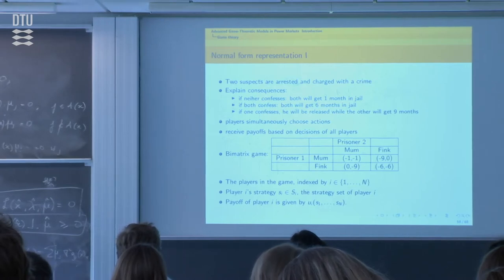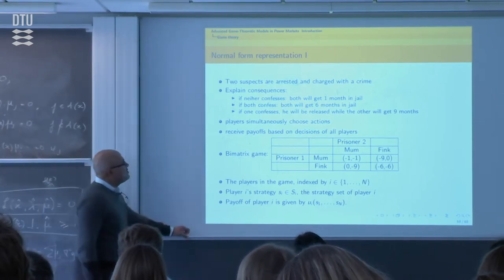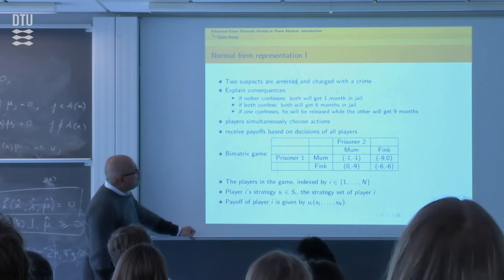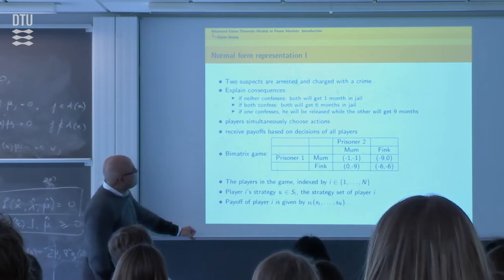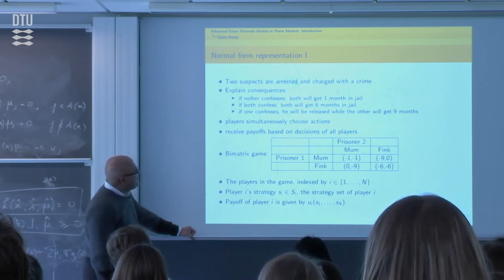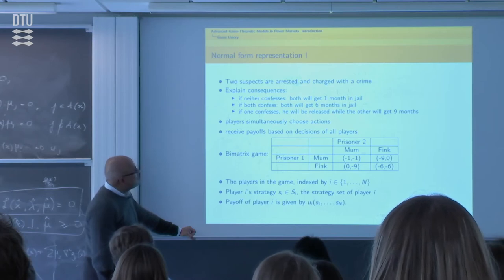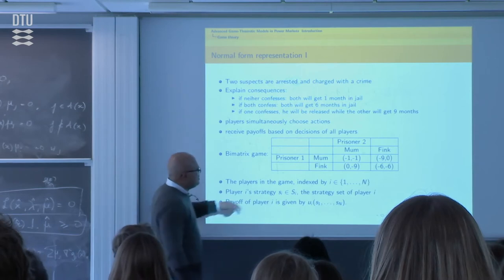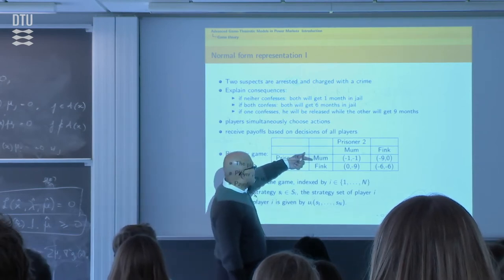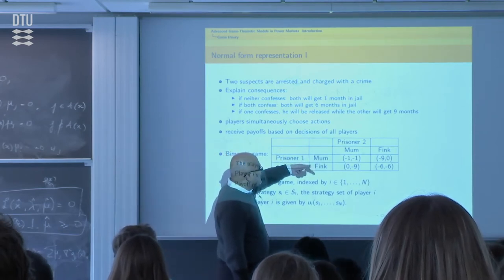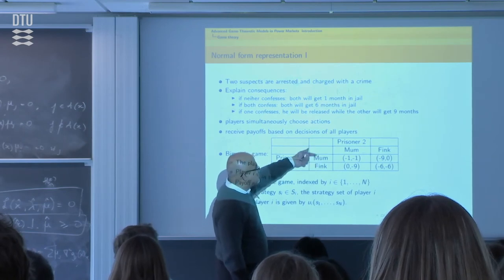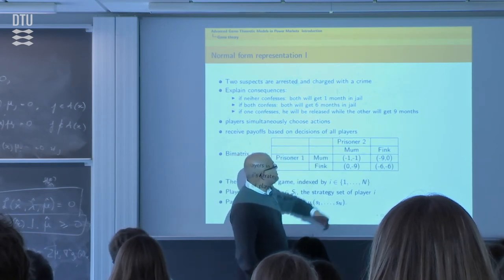So this is the well-known prisoner's dilemma, where you have two suspects that are arrested and charged with a crime. I'm going to use it as a motivating example. Once they're arrested, each prisoner can stay mum, basically say nothing, or fink, which is basically turn the other person in. And both prisoners can do that.